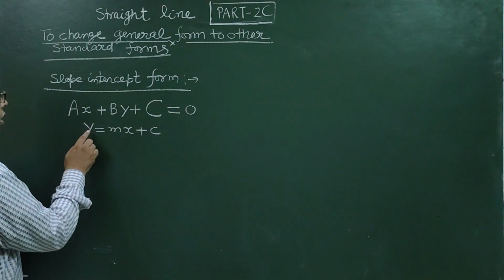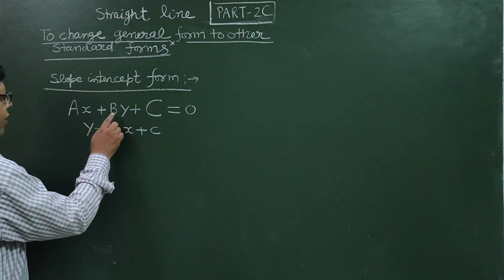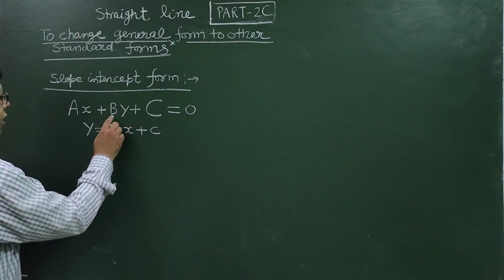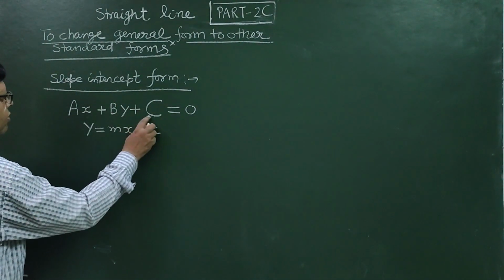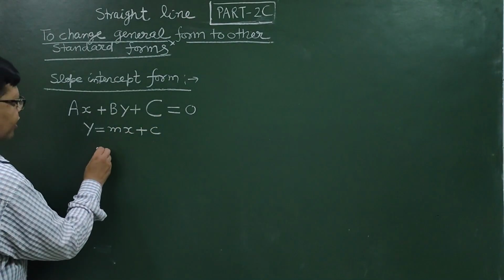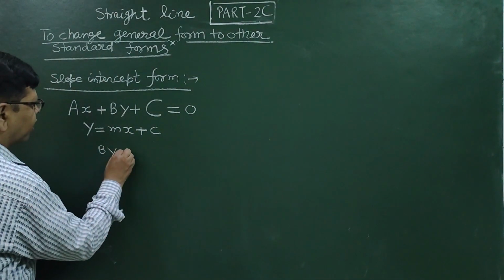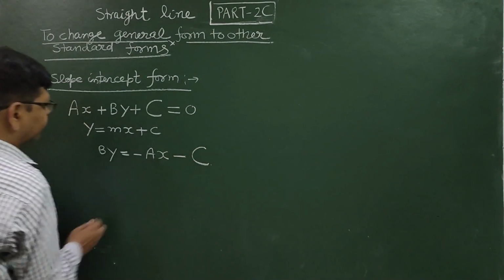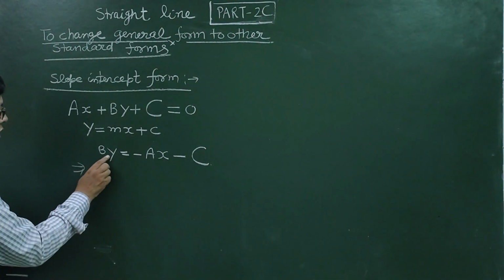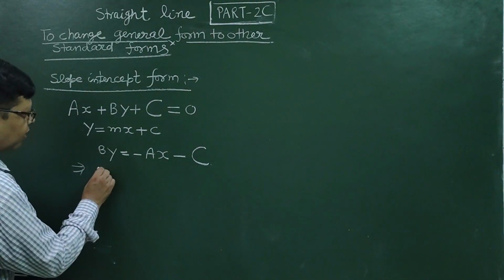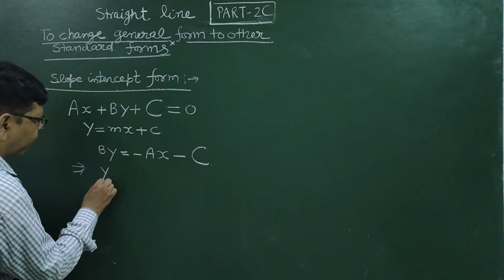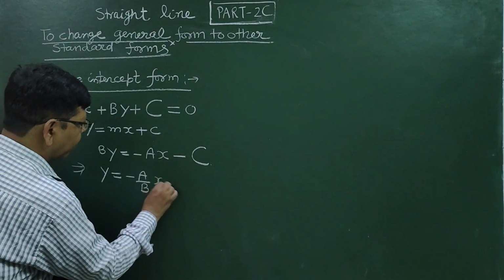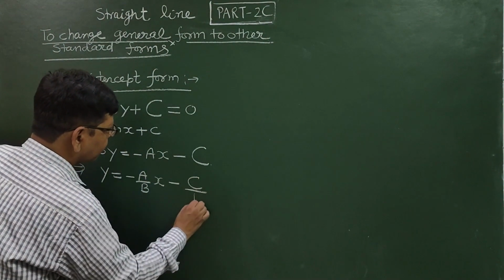So we will keep the term of y in the left hand side and then we will make the coefficient of y equal to 1. So let us transpose the other terms of this general equation to the right hand side. So we can write By is equal to minus Ax minus C. Now to make the coefficient of y 1, dividing both sides by B, this is y is equal to minus A upon B into x minus C upon B.